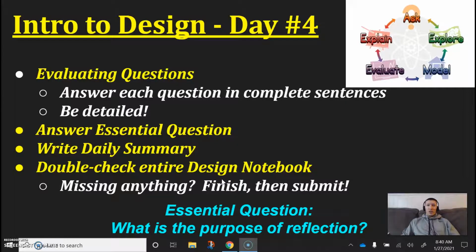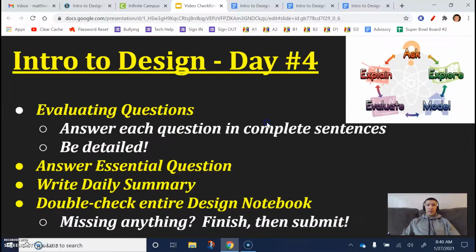Today's essential question: what is the purpose of reflection? Because we are going to be doing reflection questions based on the design process and the design notebook so far.